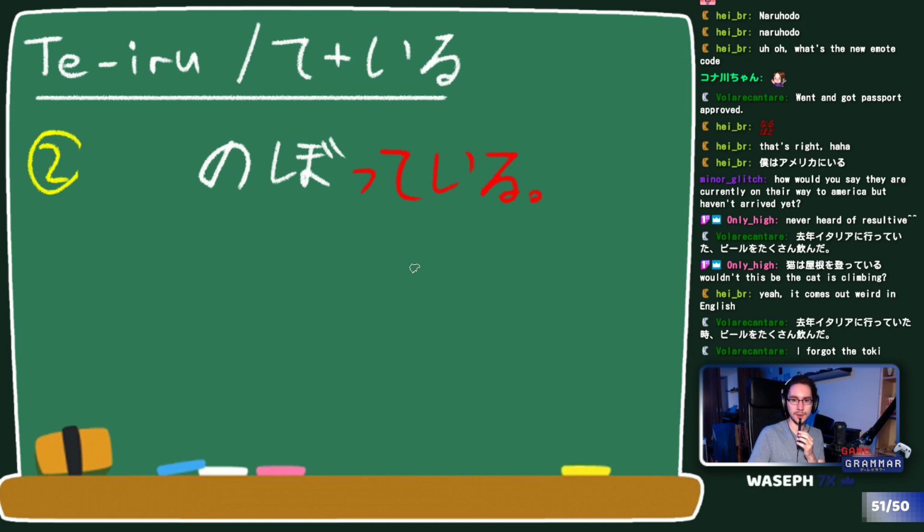Yeah, 猫は屋根を登っている. Wouldn't this be the cat is climbing? Oh yeah, this is where also things get a little bit weird. So let's talk about this now, right? So how we can differentiate. The problem with this ongoing result thing is that sometimes it's still progressive. Like, theoretically, 猫が屋根を登っている.